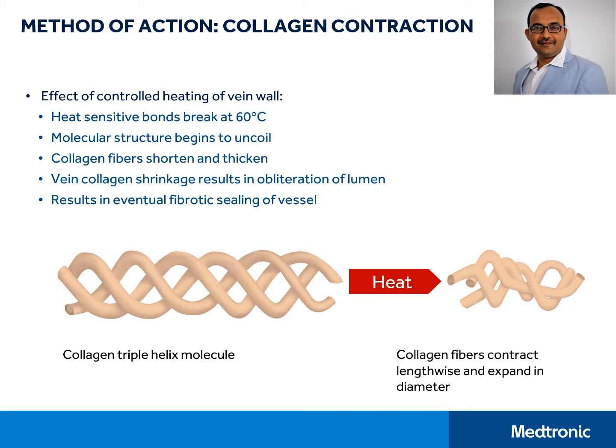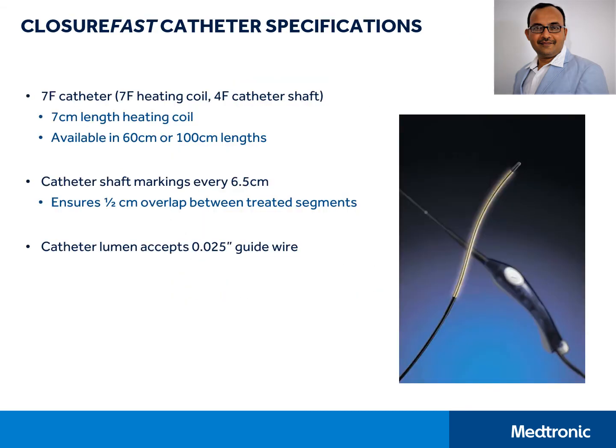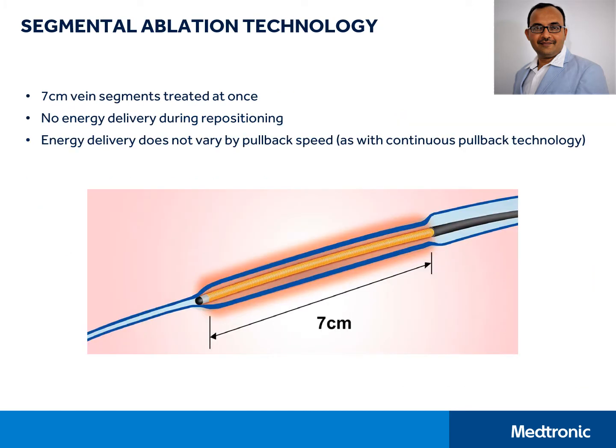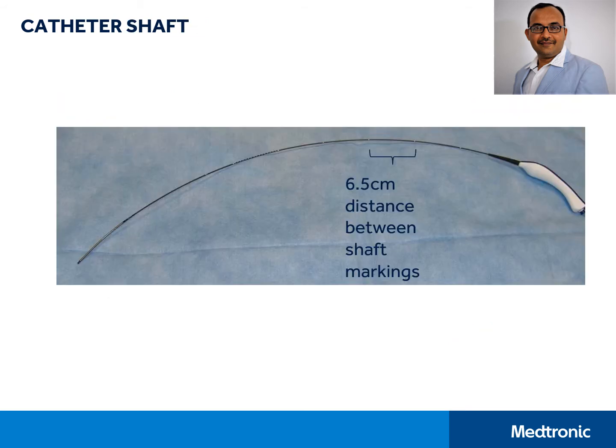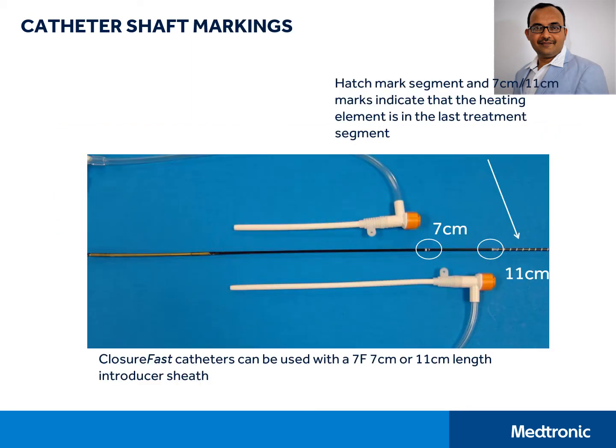So this is the system, and as I have shown you, there is a 7 centimeter long heating element at the top of the fiber, and it has a catheter handle which has an on and off switch, and there are white color markers on the shaft of this catheter. This is very important. I am going to show you how it is useful while we are treating the varicose vein patient. And these are the introducer sheaths.